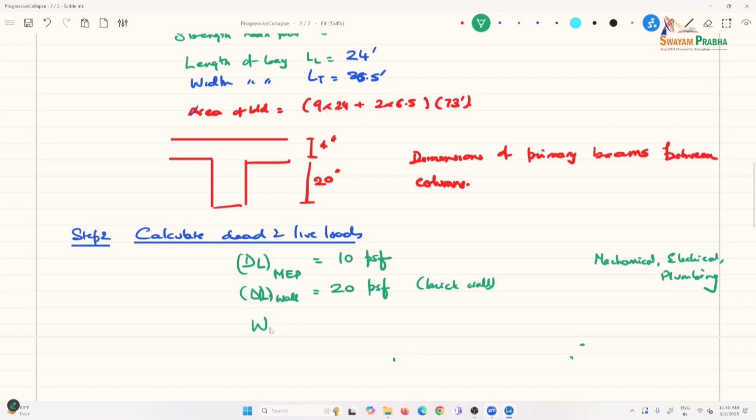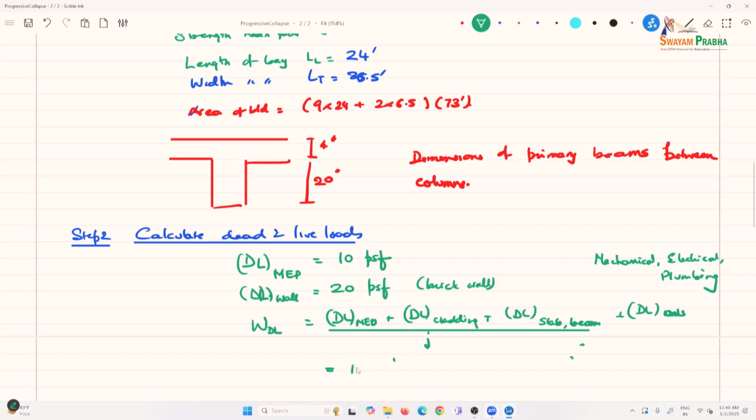So, the total dead load is the dead load due to MEP plus the dead load due to cladding plus the dead load due to the slab and the beams and the dead load due to columns. Now, here we will consider these three.